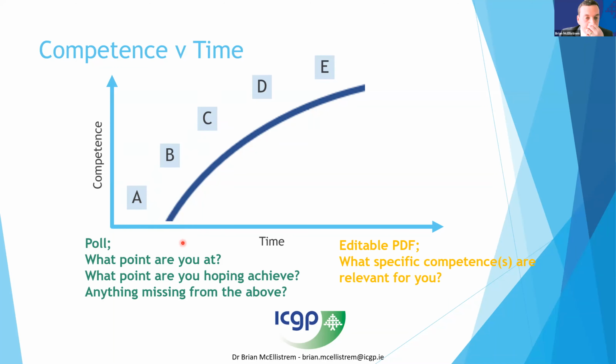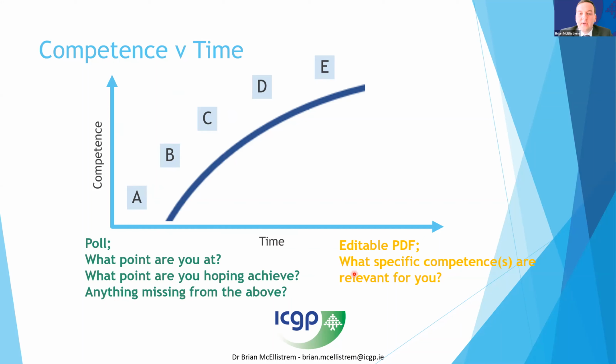So the next question for you, which I'm going to put into the chat once I read it out. You as an individual, and remember this is all anonymized, I won't be able to see the responses at my end. What point do you think you're at? When I say that, you can pick whatever competence you want. What are you hoping to achieve? Where are you hoping to move along the trajectory? And finally, is there anything missing from the above? Anything that I might have intentionally missed out that we can talk about later? So something to think about.